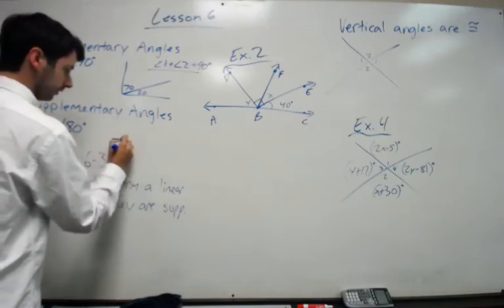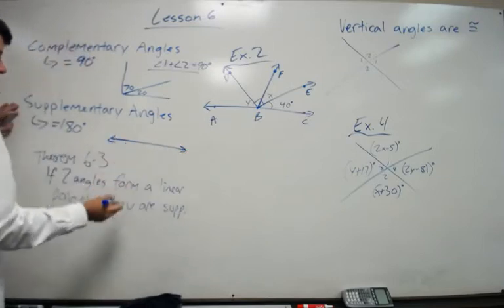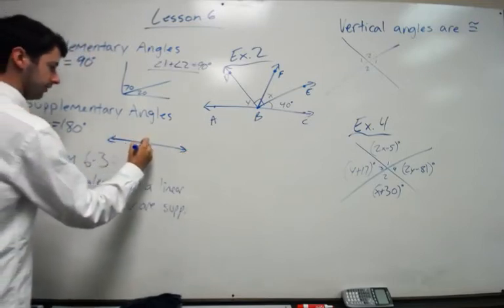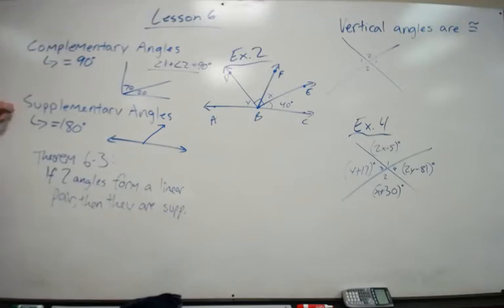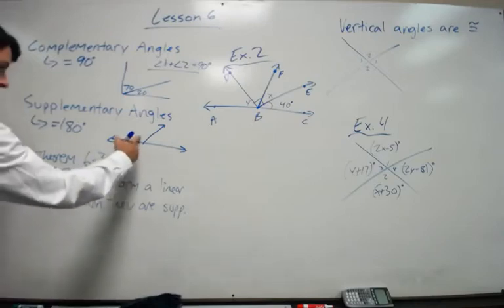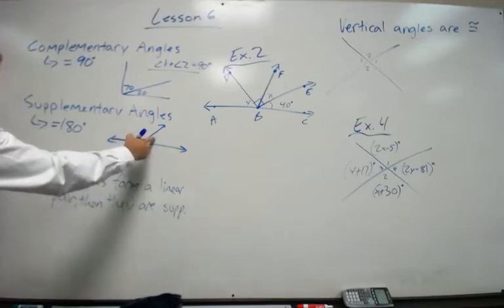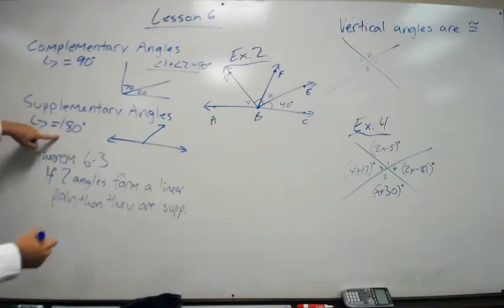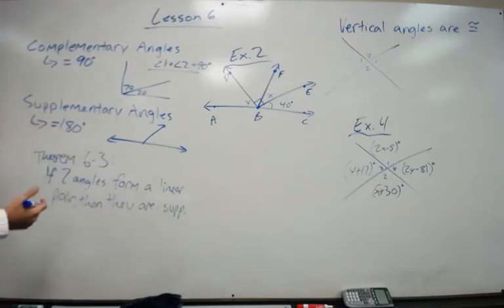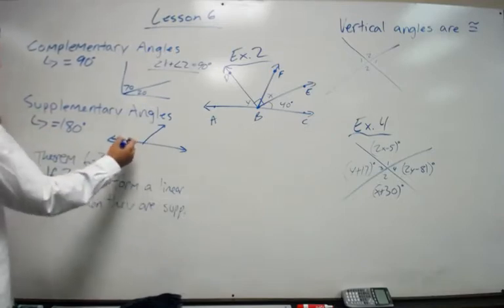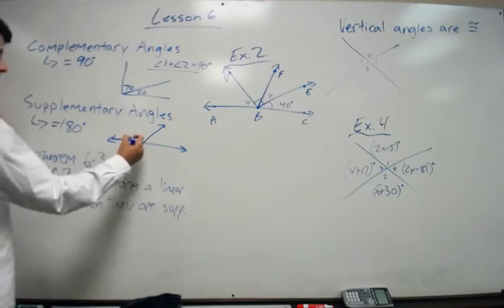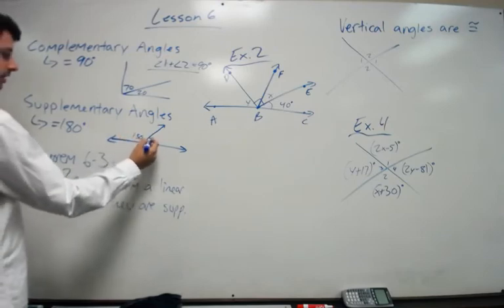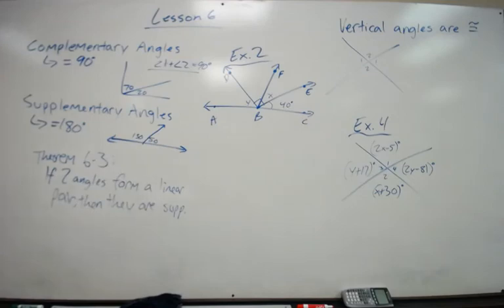Supplementary angles are angles that add up to be 180 degrees. So they add up to be a line. So there's your line. You have another ray right there that divides the line in two. Once again, this angle plus this angle equals 180, and we refer to those as supplementary angles. So say this one was 130, we would automatically know that that angle is 50.